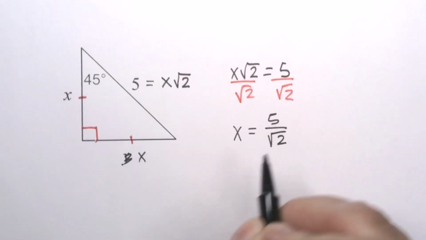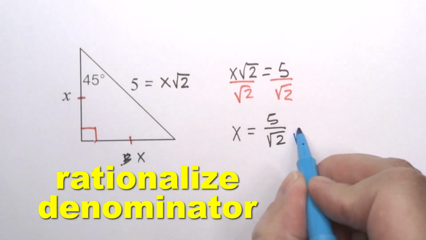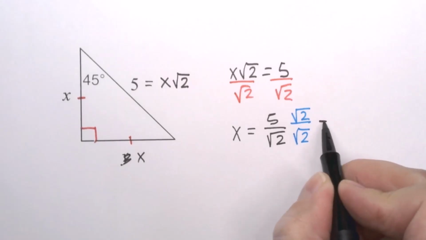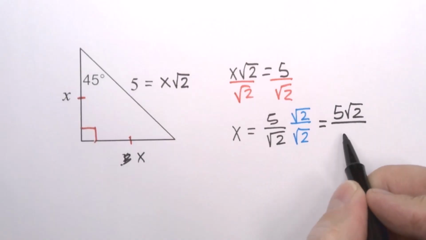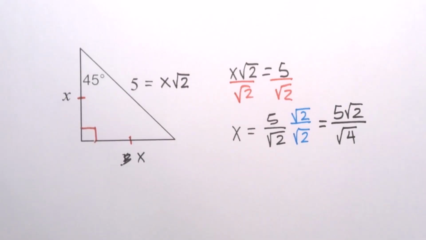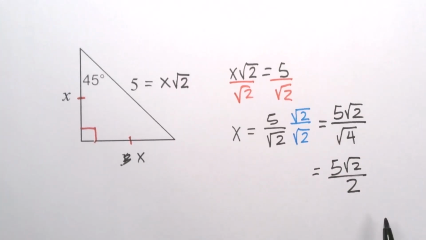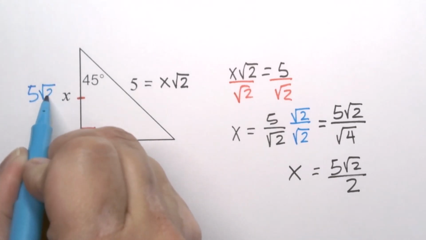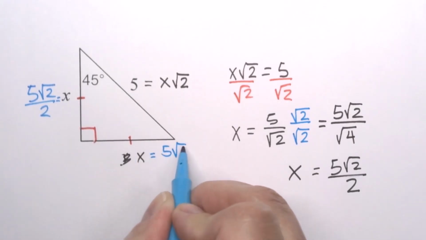And if you were using a calculator, you would plug that into the calculator. But if you're doing this for a grade or for a standardized test or something, I'm going to need you to rationalize the denominator, which means you are going to take the top and the bottom times that radical. And when you multiply 5 times the square root of 2, we write it like this. The square root of 2 times the square root of 2 is 2, but it really starts out as the square root of 4. And then you get 5 square root of 2 over 2. This is your x. So this side is 5 square root of 2 over 2. And so is this one.